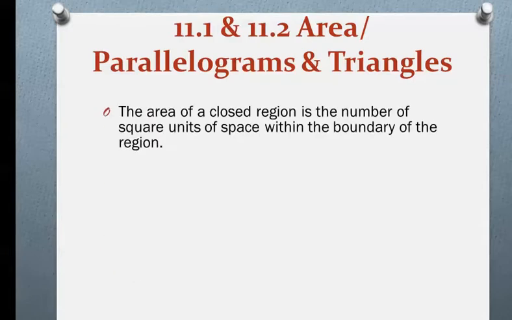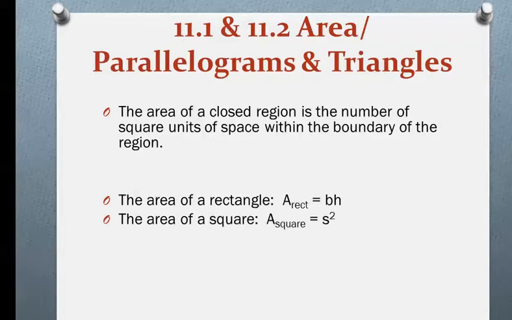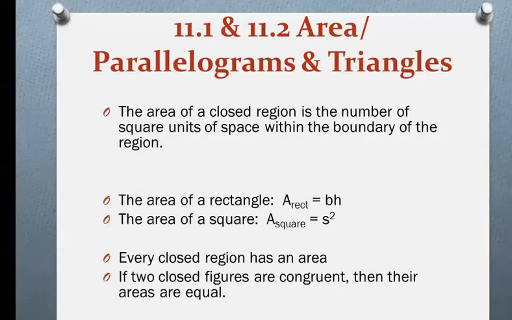First, the area of a closed region is the number of square units of space within the boundary of the region. The area of a rectangle is base times height, as is basically the area of a square, which is side squared, where the height and length are the same as in a rectangle. And every closed region has an area. And finally, if two closed figures are congruent, then the areas are equal.